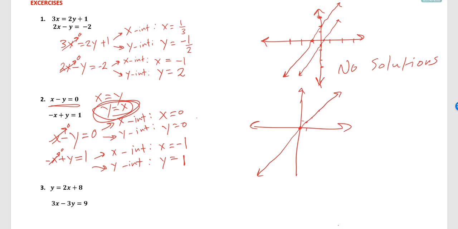Graphing the second equation, we get these two intercepts. The x-intercept is -1, and the y-intercept is 1. So we get something that looks like this. Again, this is similar to y equals x, but with a translation. So these two lines are actually parallel, and here there are no solutions as well.